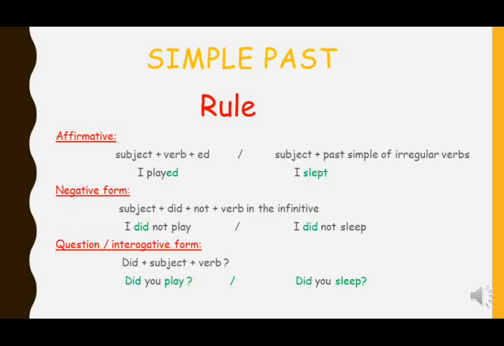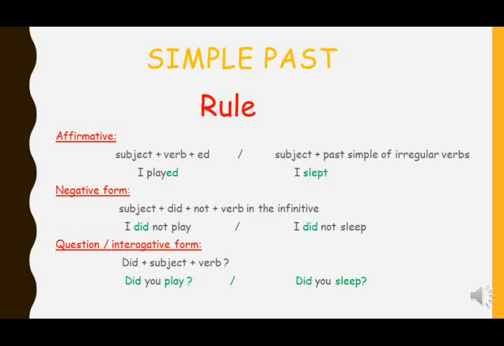To be more specific, verbs in English are divided into two parts. First, we have regular verbs. Second, we have irregular verbs. With the regular verb, we always form the simple past by adding ed, while the irregular verb has no rule. It doesn't have any rule, so we just need to remember the verbs as they are.